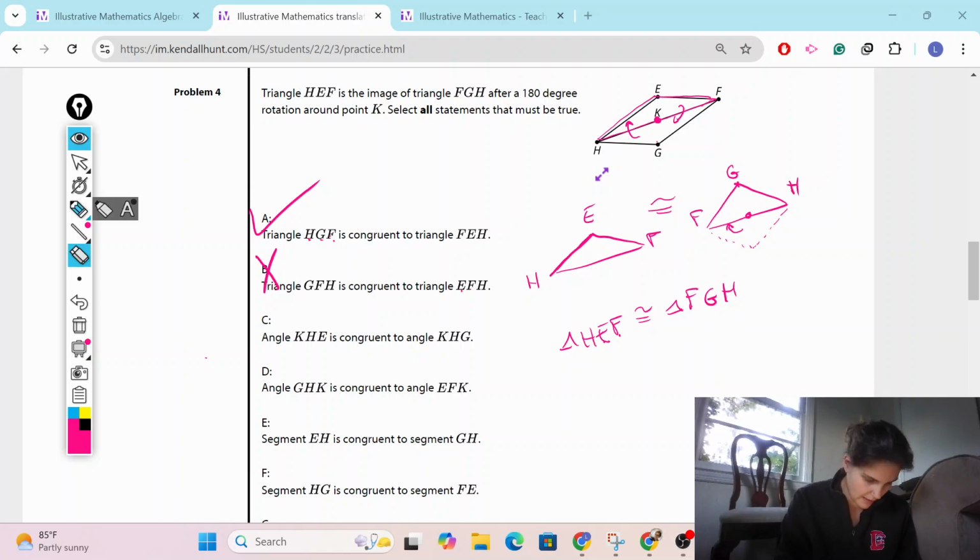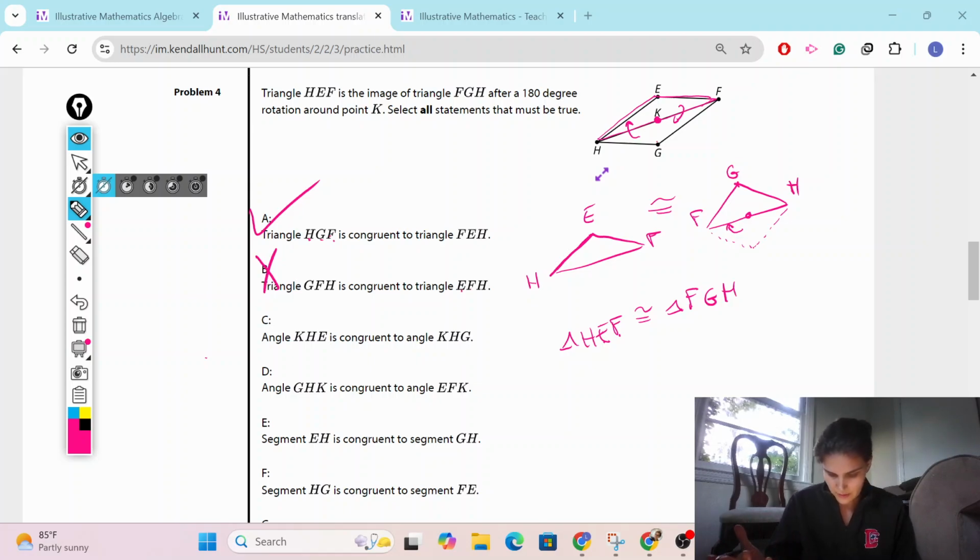Now, is angle KHE congruent to angle KHG? Let's do this a little bit of a different way. K is going to be in the middle of both of these. So for KHE, this side would have to be congruent to KFG, not this side. So no, because they're lined up this way. Is angle GHK congruent to angle EFK? Yep, these sides match up. That is correct.